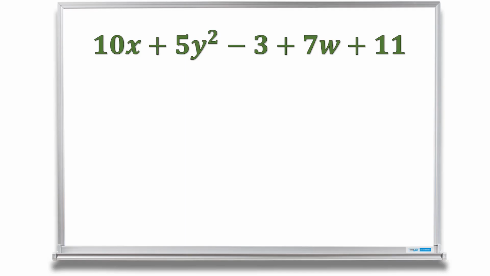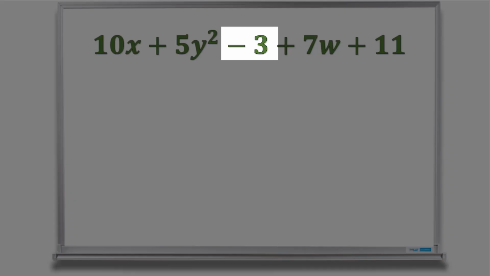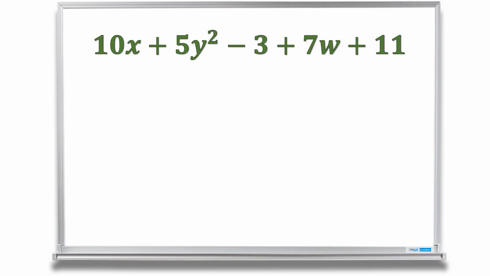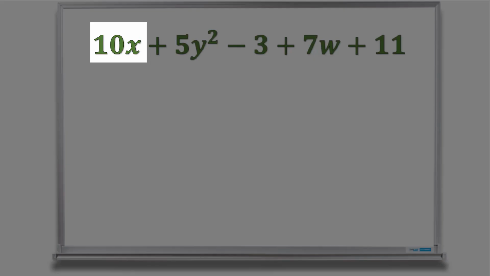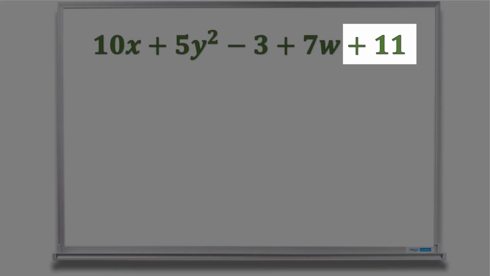Next, I would like you to list the constants in the expression. The correct answers are -3 and 11. Remember when I mentioned that textbooks only state that terms are separated by addition? This affects how we look at subtraction symbols within an expression. These are indeed subtraction symbols, but we need to think of them as the sign of each term. In other words, the terms in this expression are 10x, 5y squared, -3, 7w, and 11.